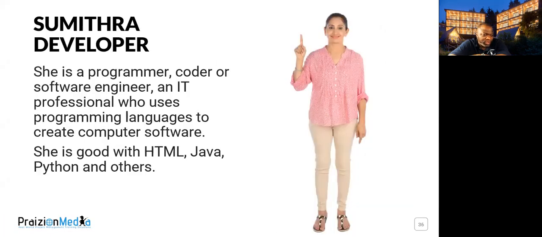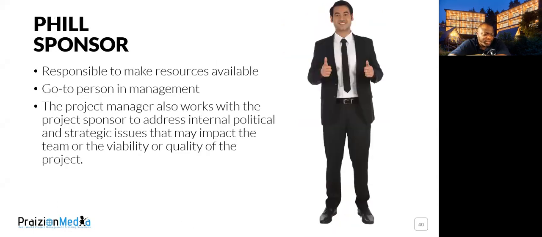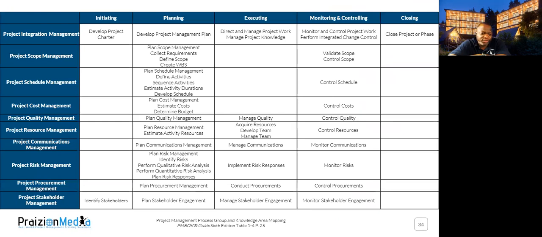Sumi came on the project early. Isha came on the project early. And of course, the sponsor, he was already on the project, authorizing the project and so on. And Esther, our project manager. So just be aware that in the world of the PMBOK guide, you do not have to follow everything in strict rotation. You can actually go out of order where it makes sense.